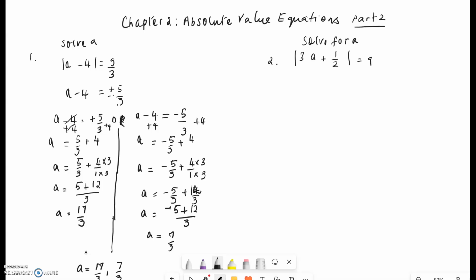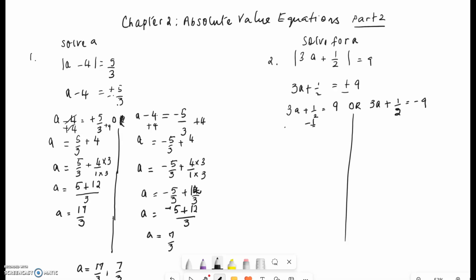Now the next equation, again we'll solve for a. So when you have the absolute value of 3a plus half equals 9, by definition 3a plus half is equal to plus or minus 9, which gives us two equations. 3a plus half equals plus 9, or 3a plus half equals negative 9. We solve the two equations to get the values of a.